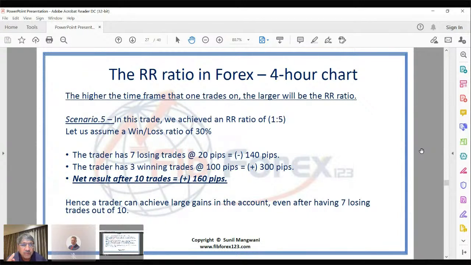Now this is important. The higher the time frame that one trades on, the larger will be your risk to reward ratio. You can achieve higher RR ratios because prices tend to trend, and this is true on any market that you trade, not only in Forex. Plus, the simple fact is, if you trade on larger term time frames, it gives you enough time to plan your trades. You're not entering a trade in a knee-jerk reaction, right? On a 1 minute, price starts moving, you want to get into a trade. 4 hours, higher time frames give you enough time to plan your trades.